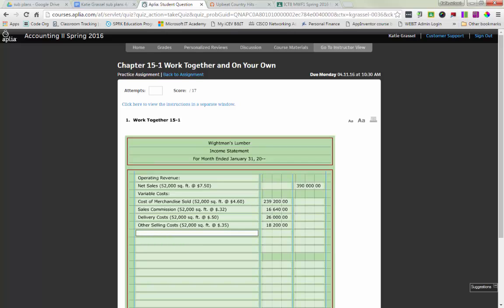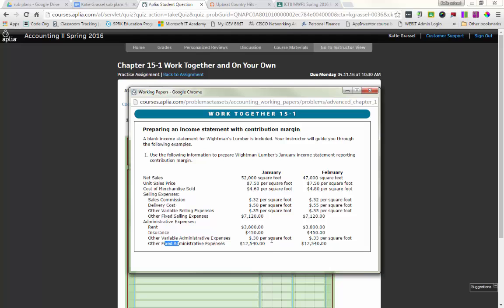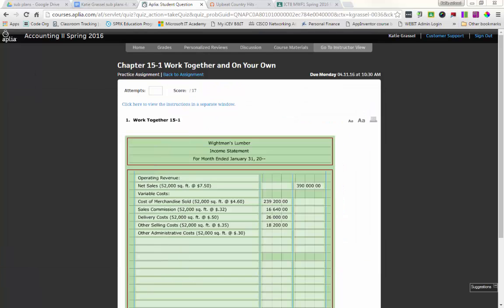My other variable is going to be my variable administrative expenses, and that says in the directions that I have 30 cents per square foot. And that's going to go through and go there. It's going to give me my other administrative. So when I'm looking at my various ones here, we can easily tell which ones are going to be variable or fixed because variables have it listed per square foot, and your fixed are going to give you an exact dollar amount. So that's another hint to help you out. So I'm mathematically going to do that, 15,600.